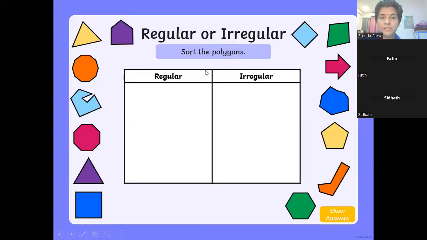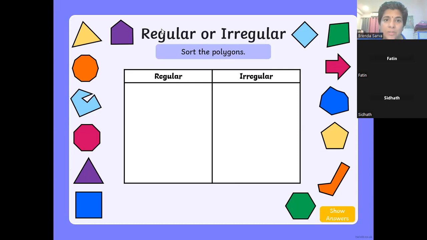Now guys, you can see on the screen, can you see the screen? Fatin and Siddharth, sorry. You able to see the screen? All right, now tell me, can you see these shapes around you? Okay, let's just make some guesses, okay?